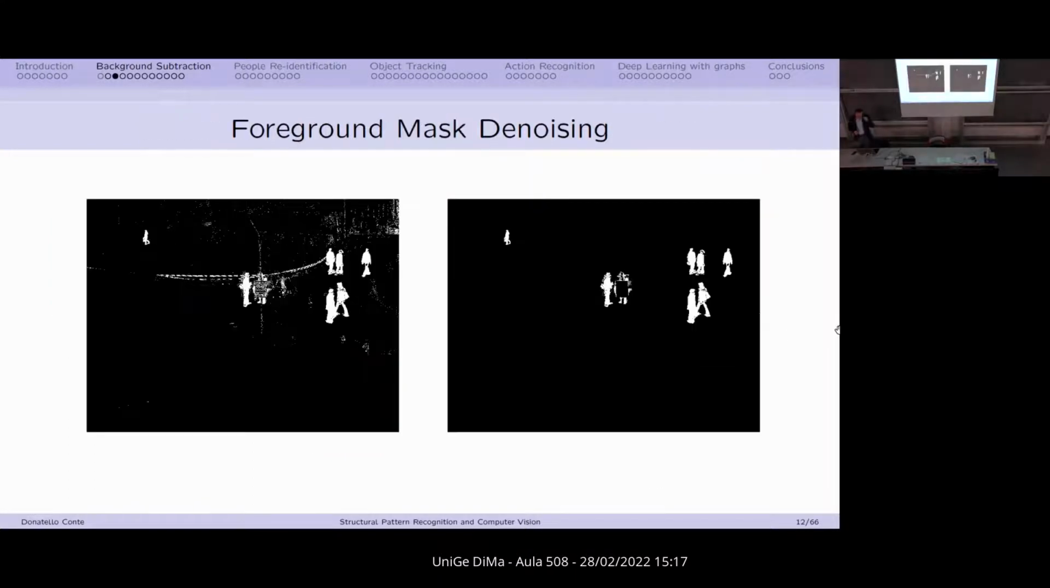So in this context, the idea was to denoise this kind of mask, because when we do the difference, we find the objects, but we also find many pixels that are noise, because of some little movement of the camera or other problems that are common in background subtraction techniques. So the idea is not to change the background subtraction model, but we use the results of background subtraction, and we want to denoise the mask resulting from these techniques to have a cleaner scene.